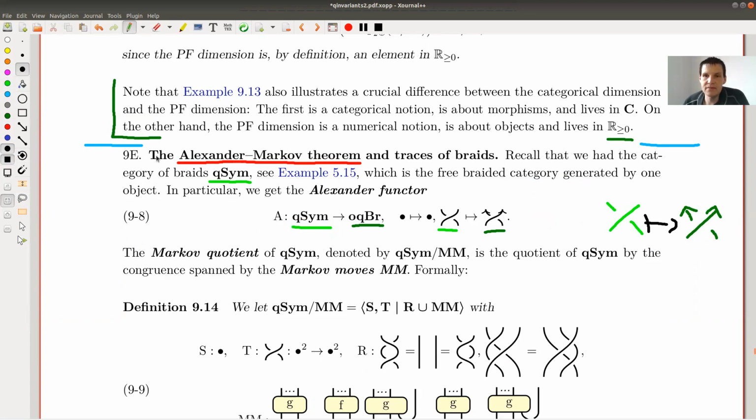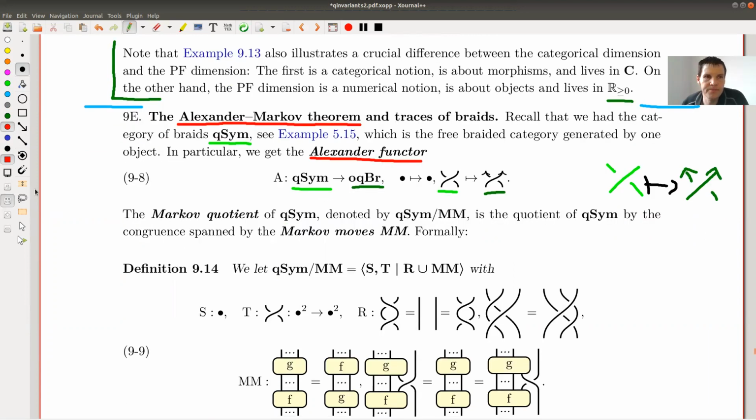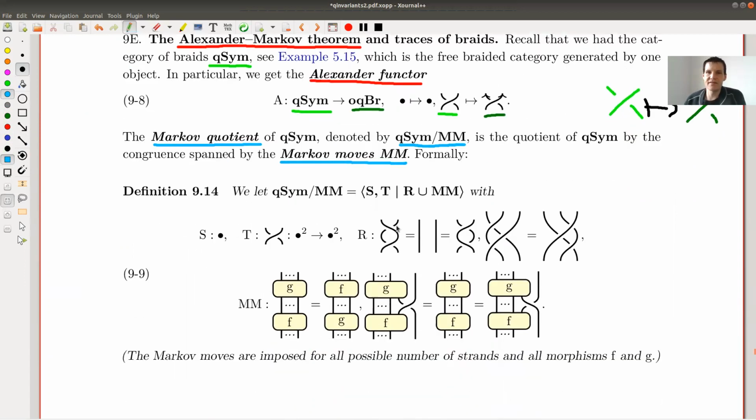And there's something that's called the Markov quotient. That's not quite what we want. What we want is the following quotient. There's a quotient of this category. I call it the Markov quotient, and it's just this thing modulo the Markov moves. And what it is, here it is.